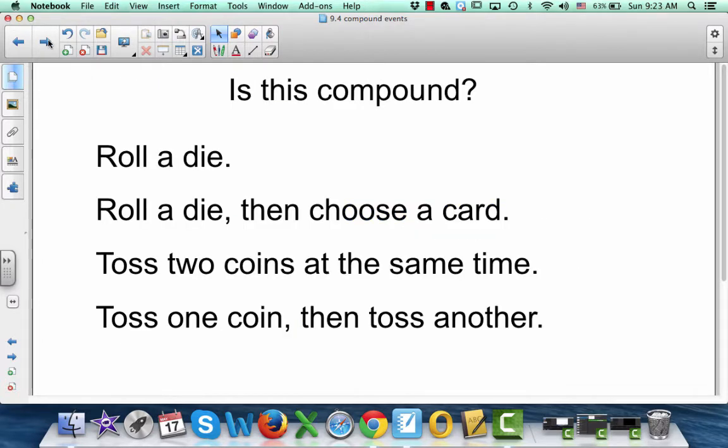Are these compound? What about rolling a die? That would be no, because rolling a die is just one thing. If you roll a die, then choose a card, yes, because that's two things. Toss two coins at the same time. No, because that's just one event. Tossing two coins at one time is just one event. Tossing one coin, then tossing another. Yes, two events.